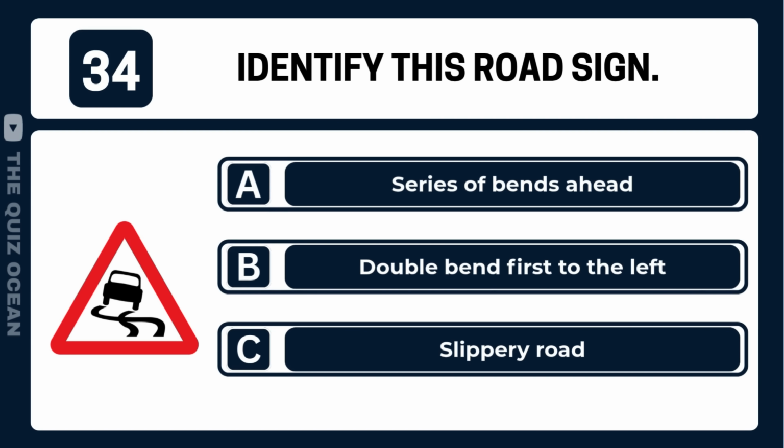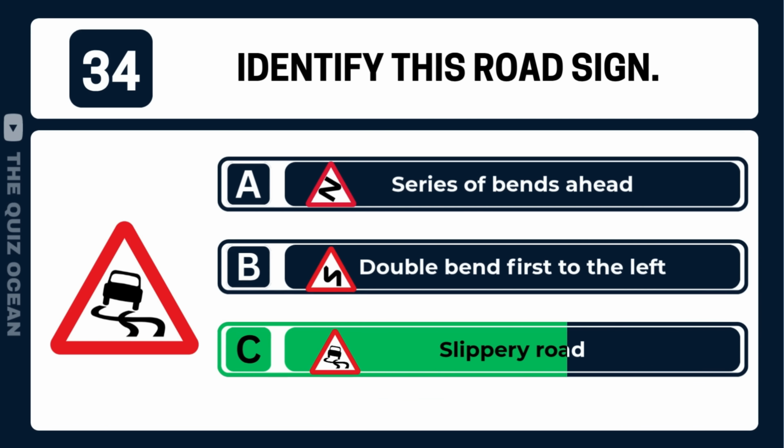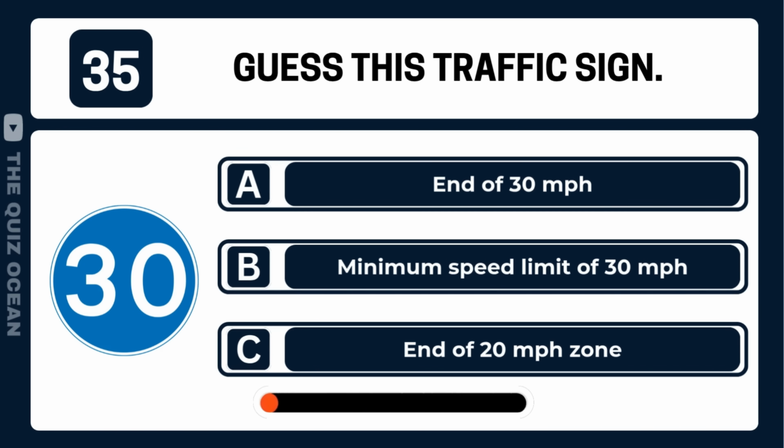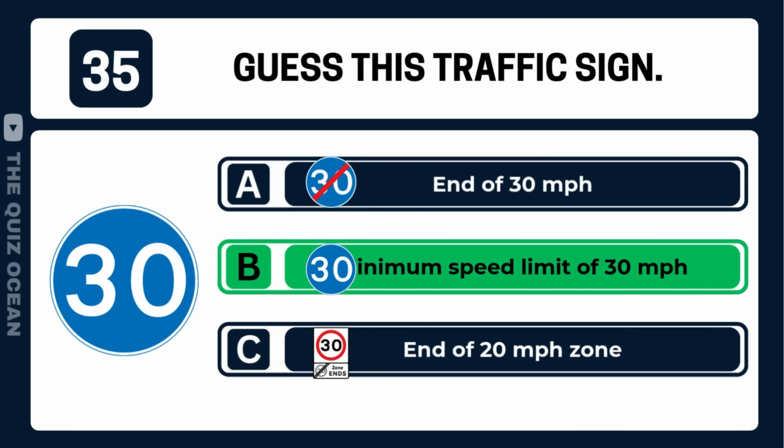Identify this road sign. Right. That is the slippery road sign. Guess this road sign. Correct. That is the minimum speed limit of 30 miles per hour sign.